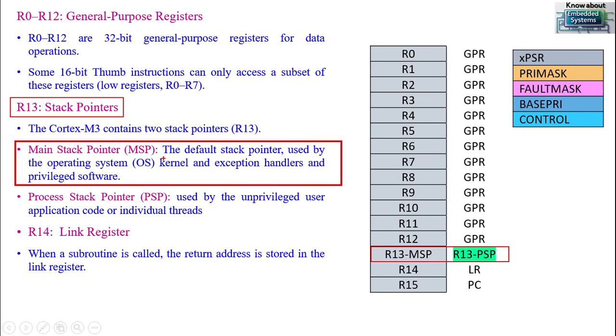The main stack pointer, MSP, is the default stack pointer. It is used by the operating system or kernel, in exception handlers and in privileged software. Whenever you're operating in exception handling mode or in privileged mode, your main stack pointer will be used. What this privileged mode is, I'll explain later. So MSP is the default stack pointer used in exception handlers and in privileged software.